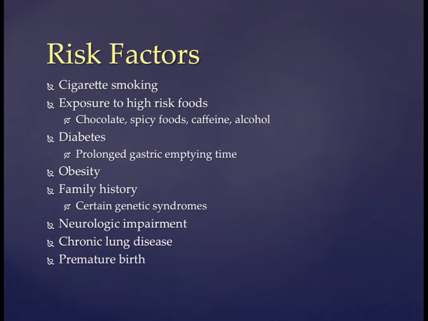Diabetes can be a risk factor because it does prolong the gastric emptying time. Obesity is a risk factor that we're seeing contributing more and more to our pediatric population. There is a family history correlation. Neurologic impairment is one we see very often in our pediatric population, the patients with cerebral palsy or developmental delay, or any type of neurologic impairment that causes the motility of their gastrointestinal system to be not in sync or impaired. Chronic lung disease is also associated with GERD, as well as premature birth.